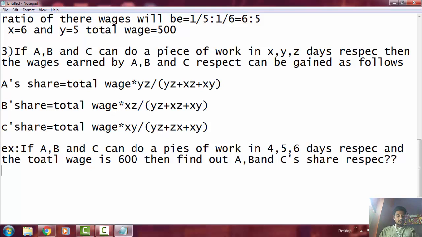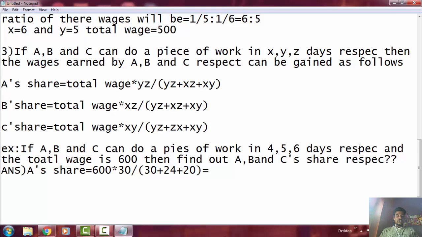Now I'll show you how to calculate only one share. The answer is like this: A's share is equal to total wage 600 into, what is y into z over here? 5 into 6, that is 30, divided by YZ, which is 5 into 6, that is 30, plus XZ, which is 4 into 6, 24, plus XY, 4 into 5, 20. If you simplify it, you will get the answer.